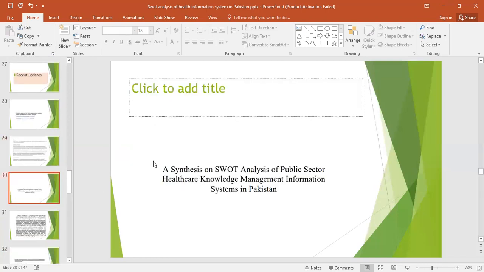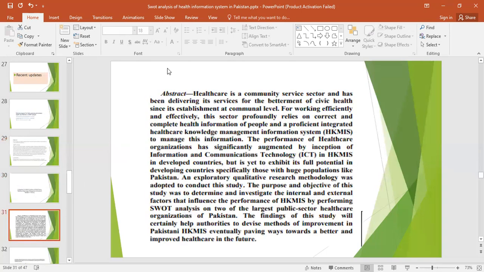The next article shows a synthesis on SWOT analysis of the public sector healthcare knowledge management information system in Pakistan. In this article, they basically describe healthcare as a community service sector that has been delivering its services for the betterment of civic health since it was established at community level. To work efficiently and effectively, this sector profoundly relies on correct and complete health information of people and a proficient integrated healthcare knowledge management information system.